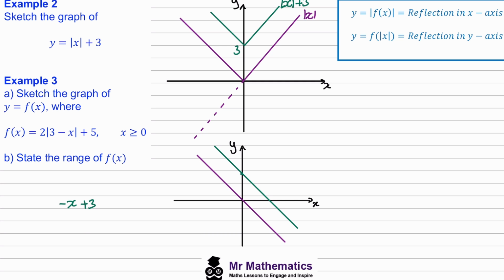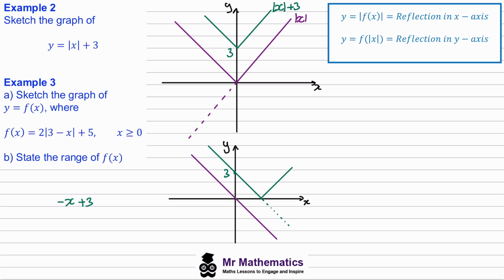And I'll show the intercept. The next thing to do is to take the modulus of this green line, which means these points will remain positive, but these points will be reflected through the x-axis to here. So we've got the modulus of 3 minus x, and the point on the x-axis will be when the modulus of 3 minus x equals 0. So this is when x equals 3. So I'll label that here.